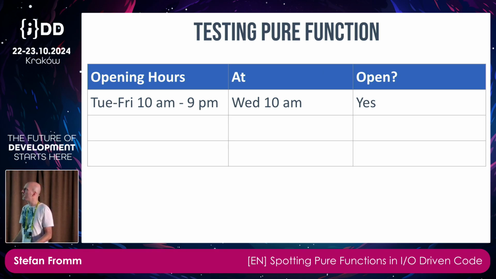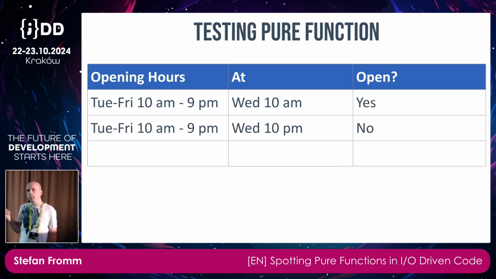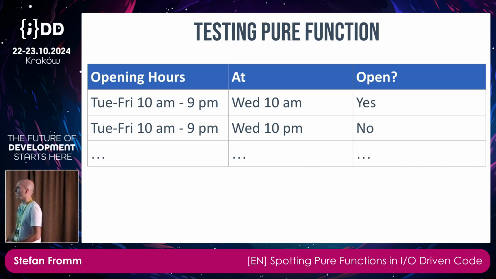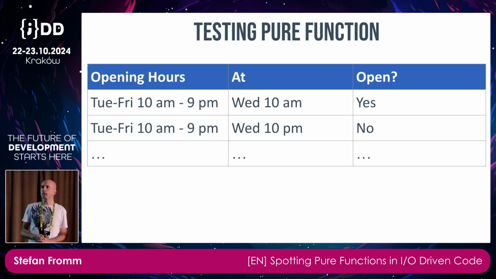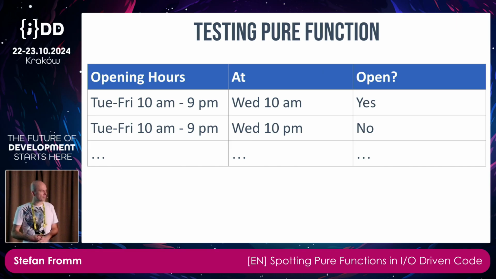I assume some opening hours, and let's say on Wednesday at 10 a.m., I assume that the restaurant is open. But on Wednesday at 10 p.m., it's outside the opening hours, so I expect it to be closed, and so on and so on. So it's very easy to add new test cases. All the unit testing frameworks offer some capabilities for such table-driven tests. It's JUnit, ScalaTest, KoTest, Kotlin Test, and Spock also has something inside.